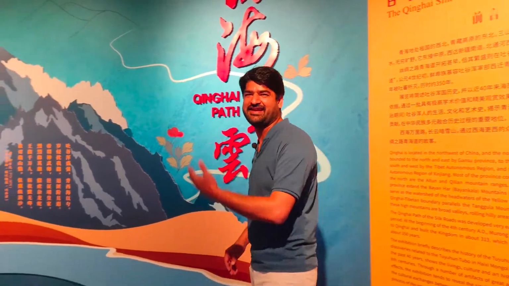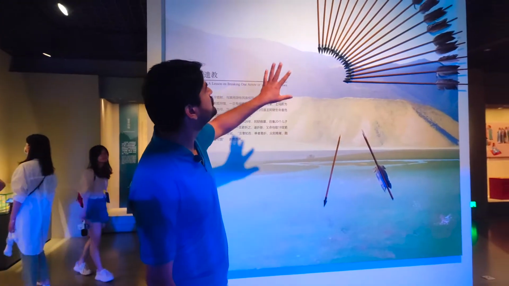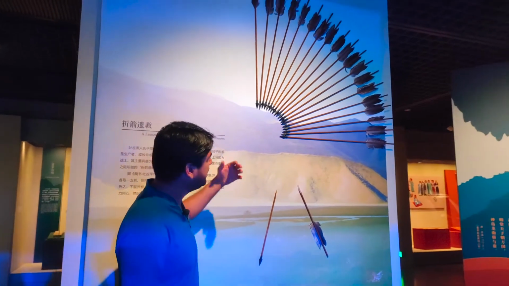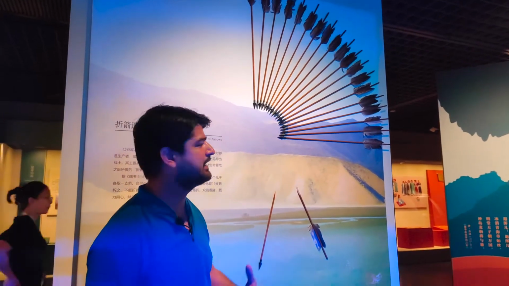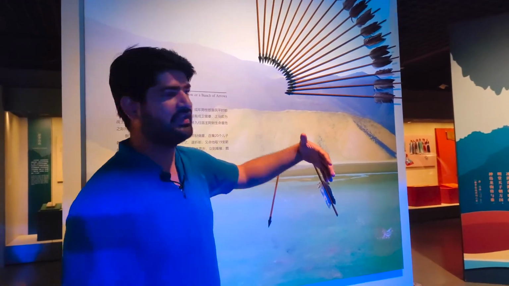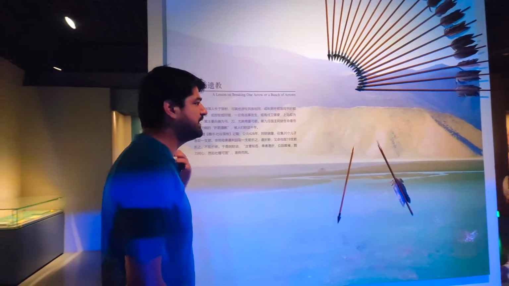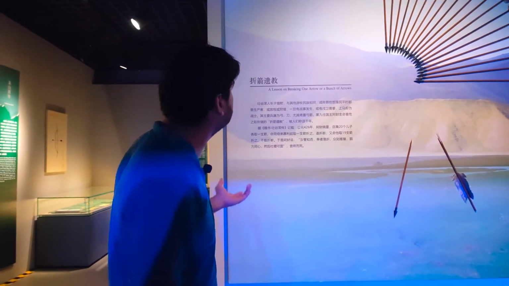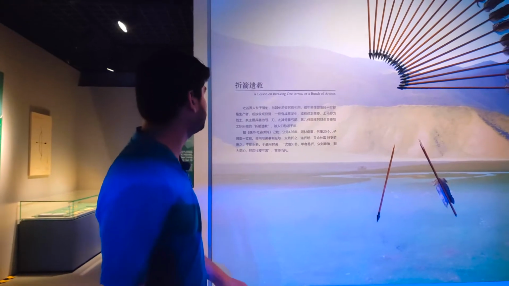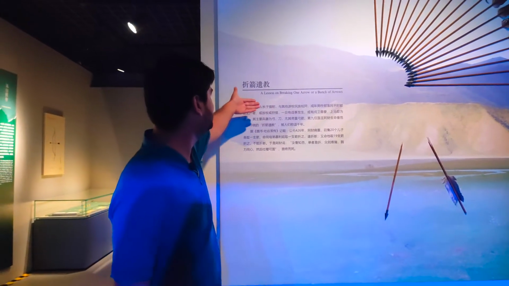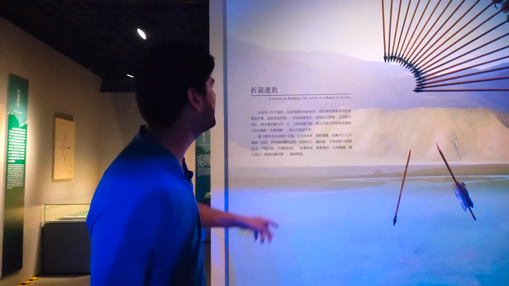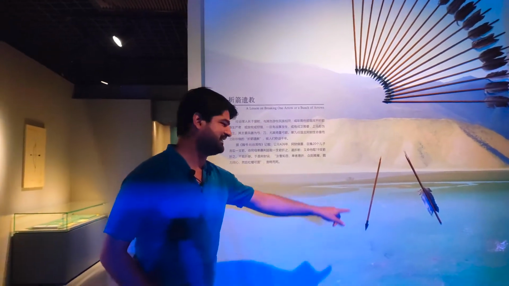So let's go inside. Viewers, this is a picture of the ancient arrows, and it is presenting the hunting at that time, because they came from the mountainous areas, and for their food they liked to do the hunting, so they used this kind of arrows at that time. So this is also written here, a lesson on breaking one arrow versus a bunch of arrows like this.